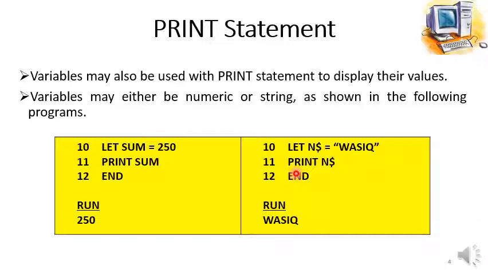So as a result we will get this output whenever this print statement executes, and it displays the value of this string variable n, which is Vasik. So this is how you can display the numeric variable values and string variable values with the help of print statement.